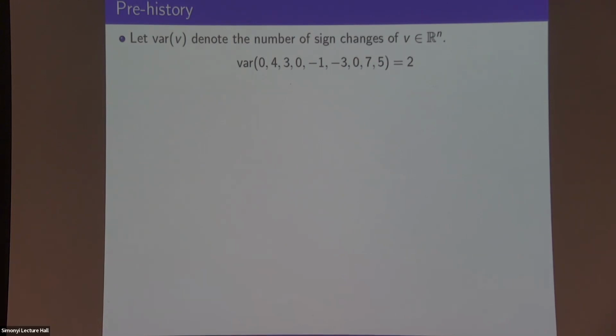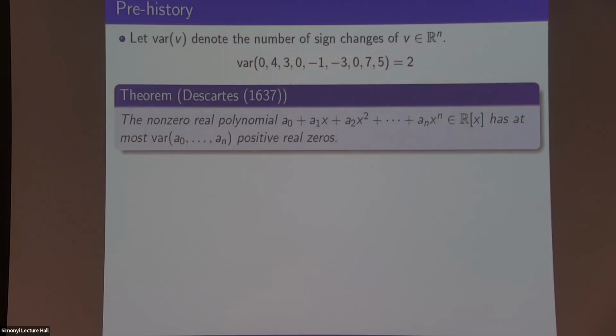So I want to start with a couple of results that predate the history of total positivity. The first has to do with sign variation. If I have a vector v in R^n, I'm going to define var of v to be its number of sign changes, just viewed as a sequence of numbers and ignoring the zeros. So here I would have a sign change from 3 to -1, and another sign change from -3 to 7. So I have two sign changes.